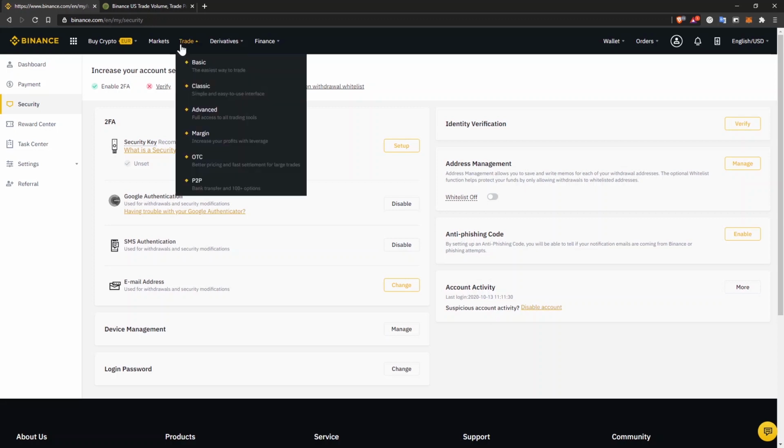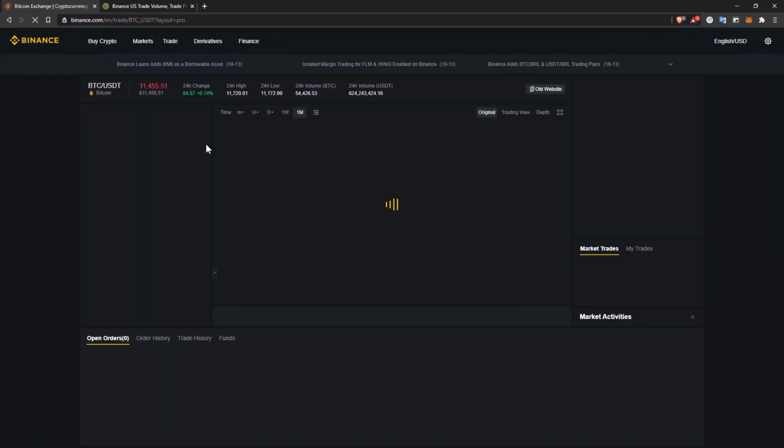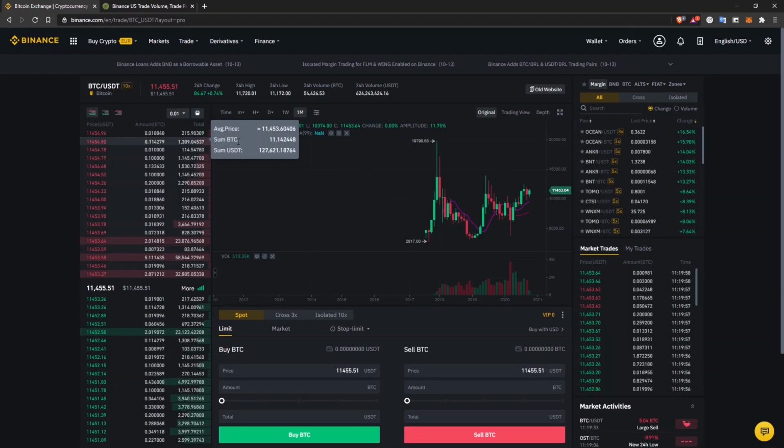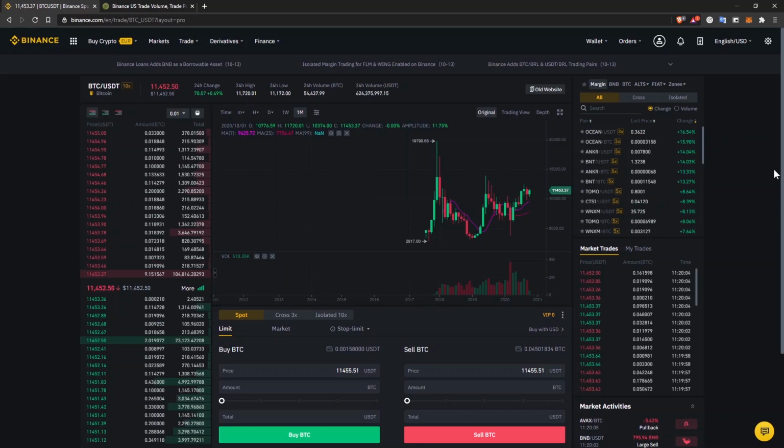And for that, I'll go here to trade, and you can select either classic or advanced. I'm going to select advanced. I'm not sure what's the difference between the two. And there are a lot of numbers and charts here, and you shouldn't feel intimidated because I'm going to explain exactly what you are going to do on this page.